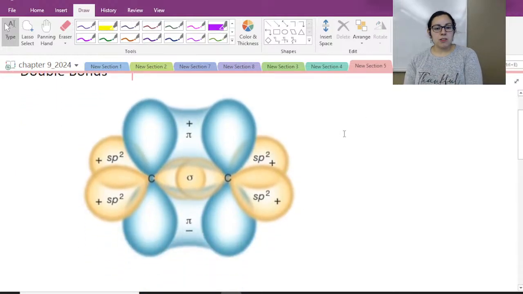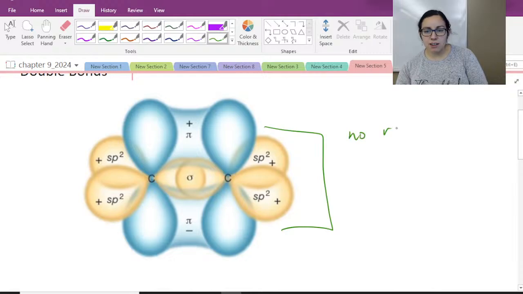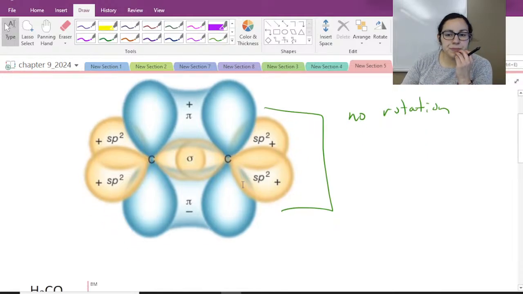And then we mentioned those double bonds. Again, we just want to emphasize there's no rotation. So we did cover it last week, but this is just a good reminder that we can't have rotation with our double bond, because then we'd be messing up that pi bond.